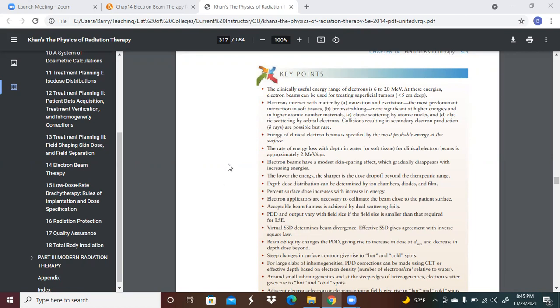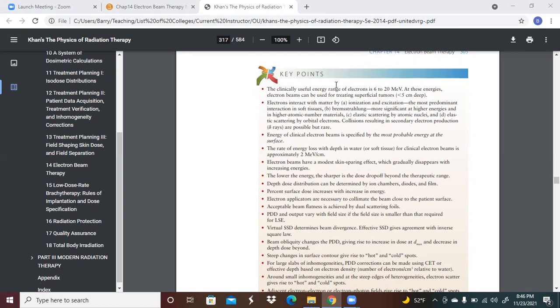Now, they're not as common as photon plans. I know that from experience, but I will say that they are important, and there are certain characteristics about electrons that you need to know. There's an entire presentation that we'll go over some of the highlights on. But some of the key things that I need you to know are summed up in the key points at the end of the chapter.